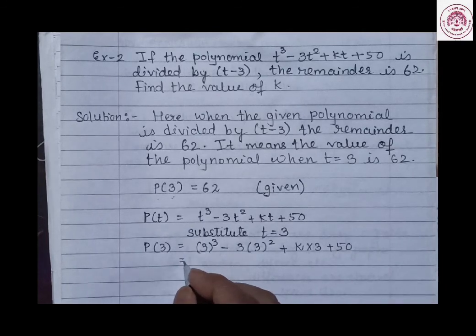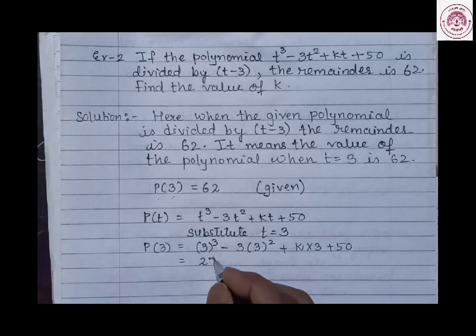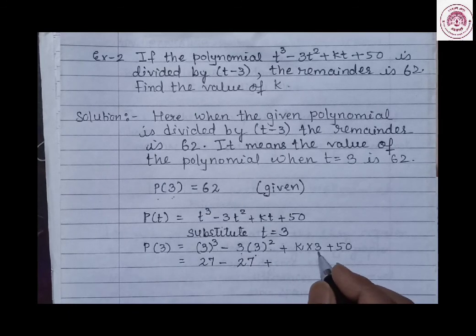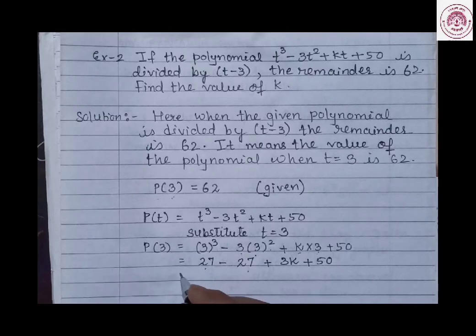Okay, so now let's solve it. 3 cubed is 27, minus 3 multiplied by 3 square. 3 squared is 9. So 3 into 9 is 27, plus k into 3 is 3k, plus 50. Now 27 minus 27 is 0. So we are having only 3k plus 50. Now p of 3 is already given as 62. So we'll substitute p of 3 as 62.